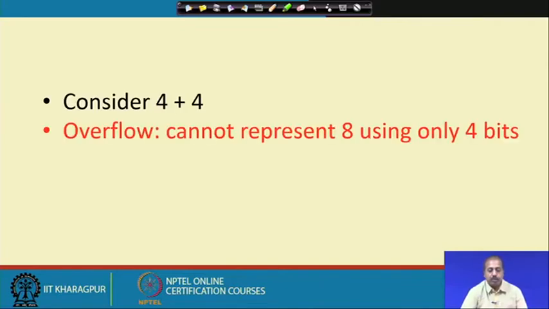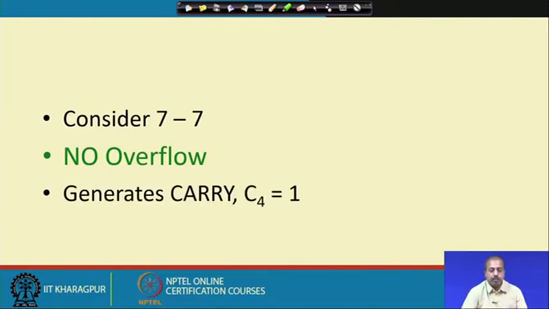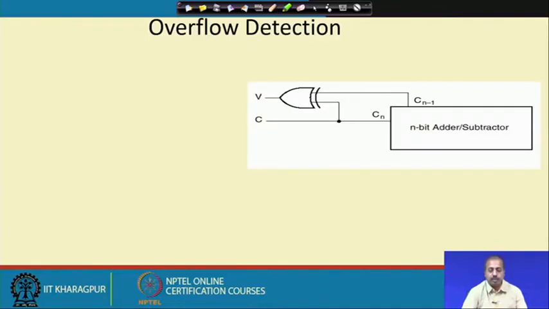Now, 4 plus 4. Here the result is 8. Here also I cannot represent 8 in 4 bits because the range is -8 to +7. However, it does not generate a carry, C4 equal to 0. And with 7 minus 7, there is no overflow, but it generates a carry, C4 equal to 1. If you trace through the addition process, then you can understand.